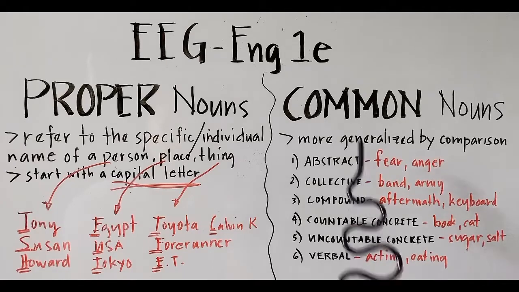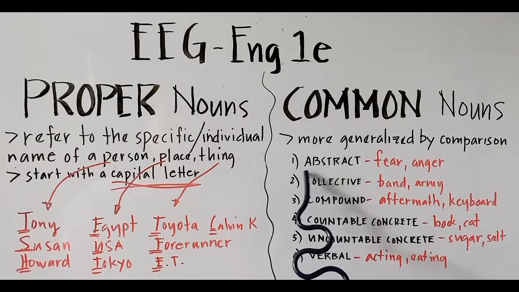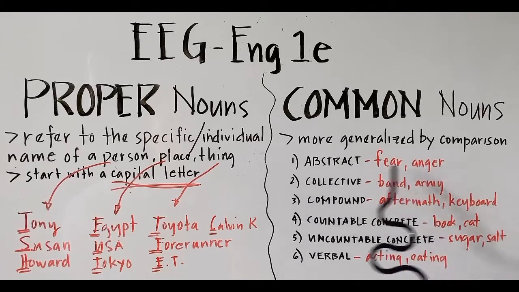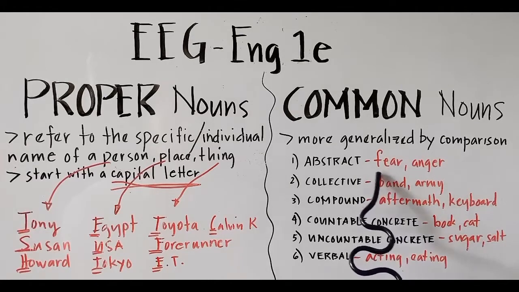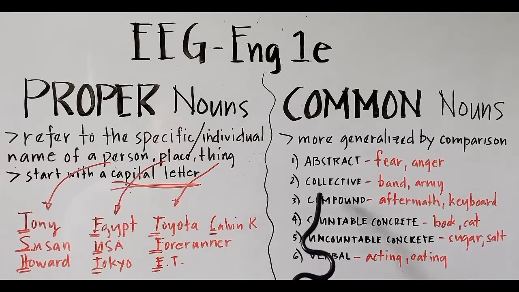Now for the common nouns, let's look at the abstract. These are nouns that you cannot perceive using your five senses. They are fear, anger, and so on. For the collective, it is a group. So a band is a group, an army is a group, right? For compound, they are nouns composed of two words. Just like aftermath, there are two words in here, after and math. Just like keyboard also, two words are key and board.